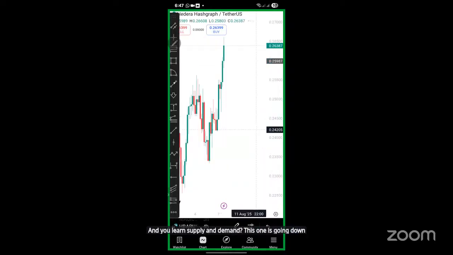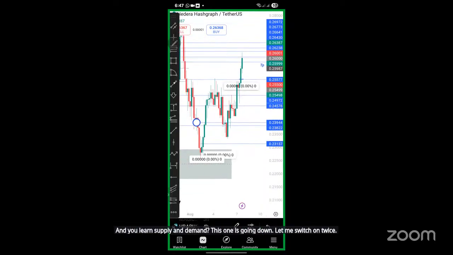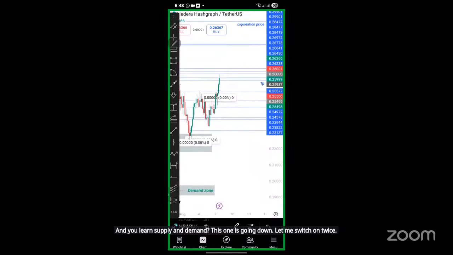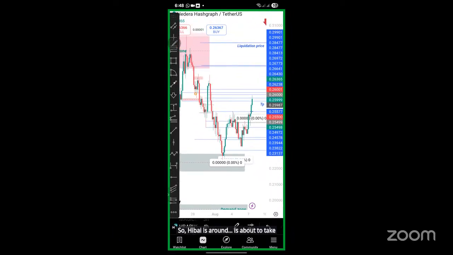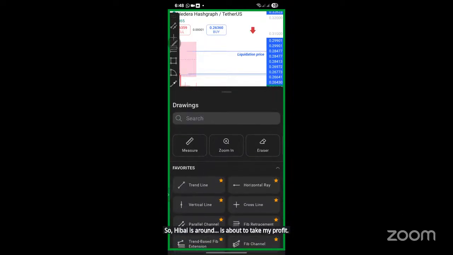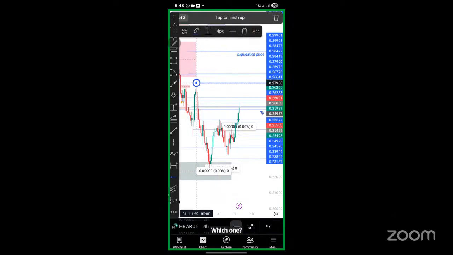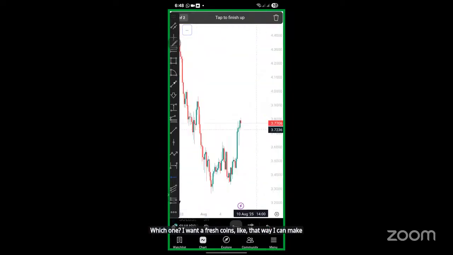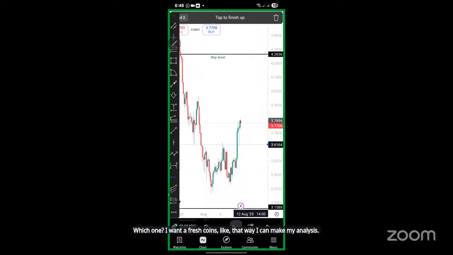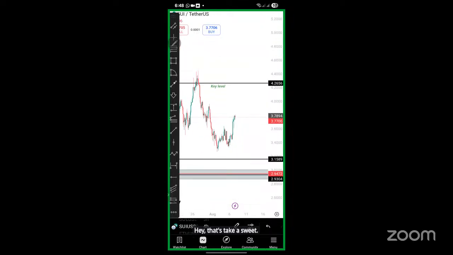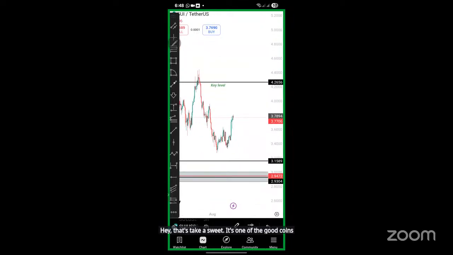Let me switch on device. So HBAR is about to take my profit, it's about to hit my take profit. Which one? I want a fresh coin that way I can make my analysis. Let's take SUI. It's one of the good coins.